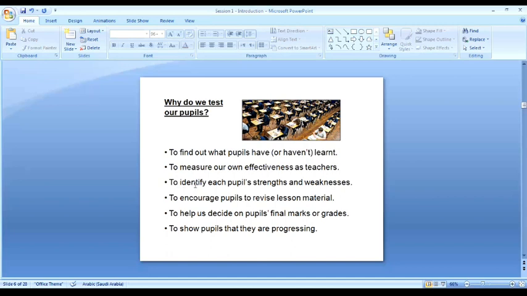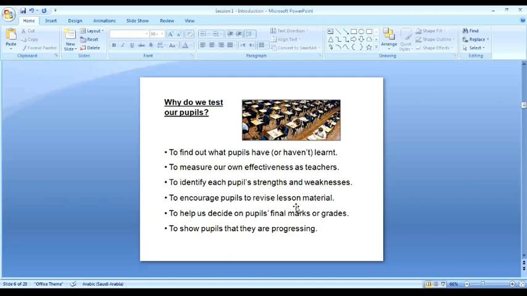Third point, to identify each pupil's strengths and weaknesses. In a test, we will see the areas where our pupils are weak, so next time we are going to exert more effort on that skill or area in order to make them strong. The fourth, to encourage pupils to revise lesson material. So we test our students, we encourage them to revise their lessons.